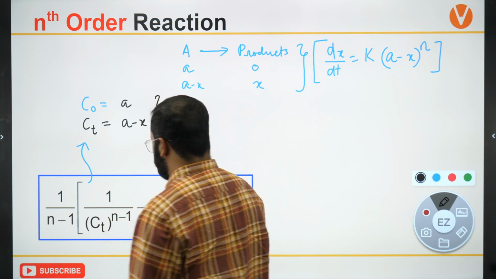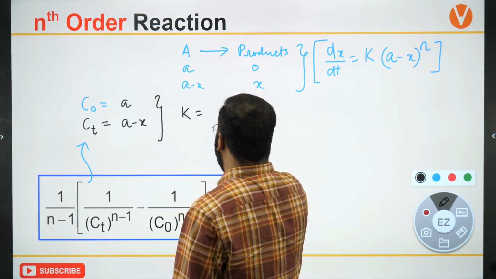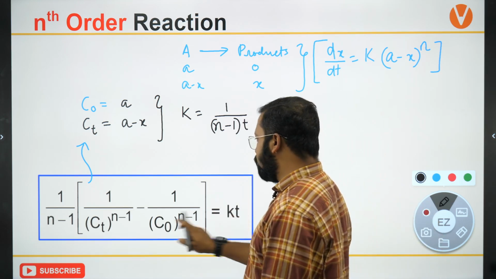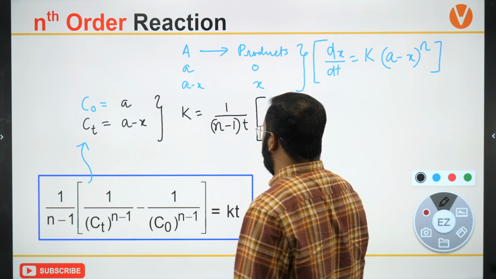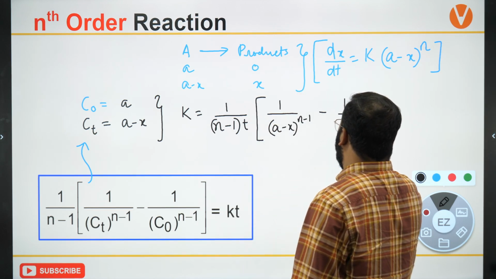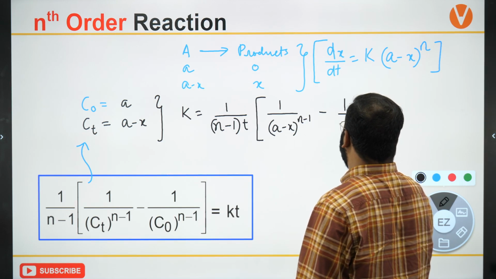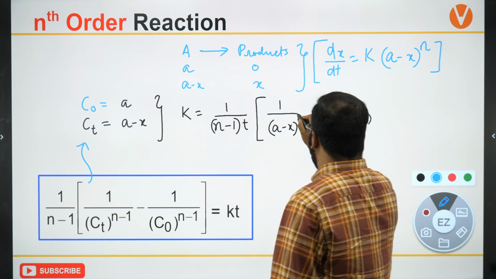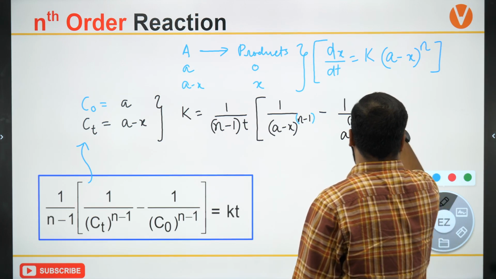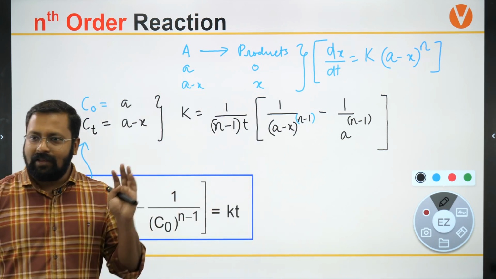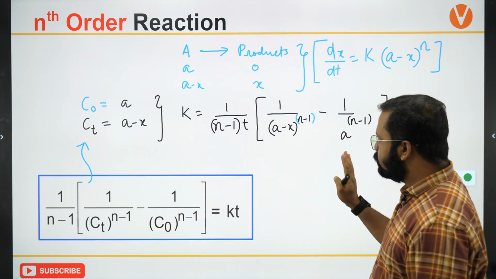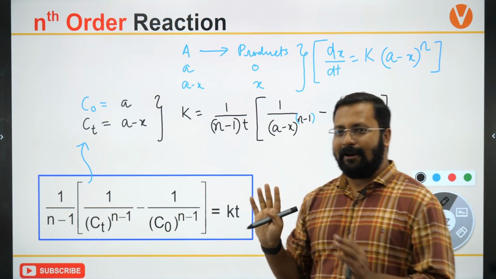If we take that into consideration, I will be getting K as equal to 1 upon n minus 1 times t, times 1 upon a minus x to the power n minus 1, minus 1 by a to the power n minus 1. I would be getting this. This is going to be my expression for the rate constant. Now remember, the expression for rate constant will be exactly like this.